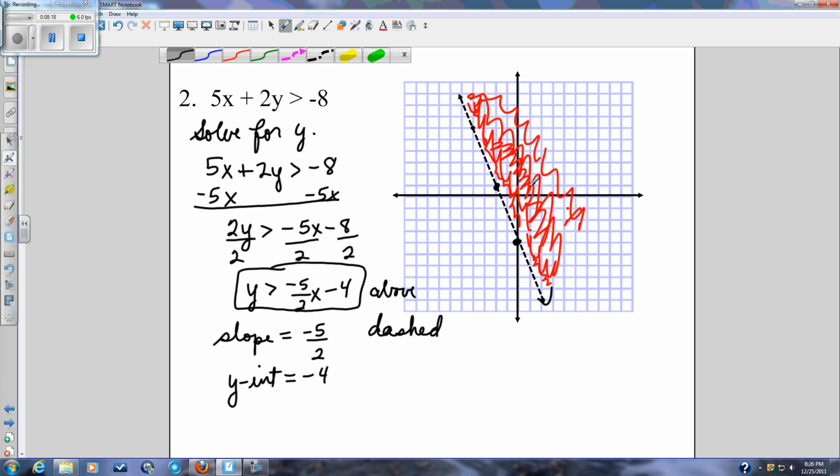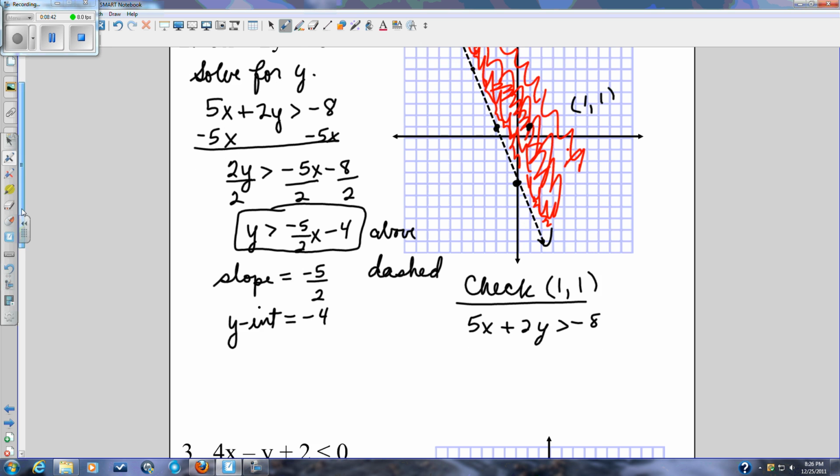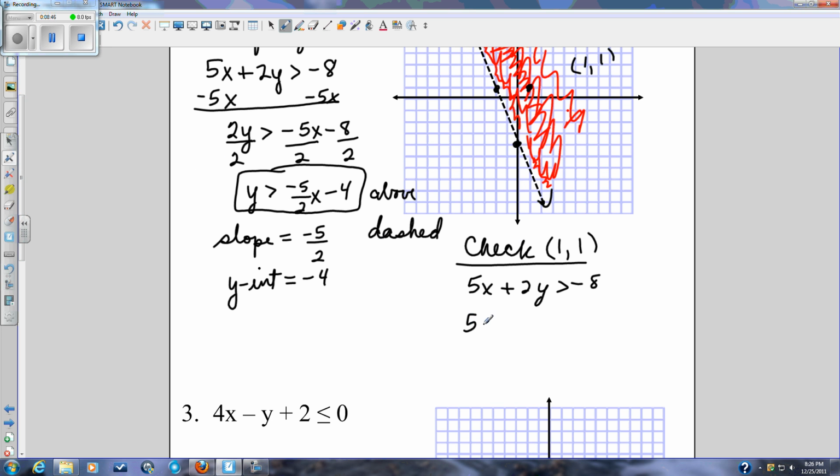Let's say I pick this particular point here. That looks to be the point 1, 1. And so let's just check 1, 1. We're going to plug those values in for 5x plus 2y is greater than negative 8. We'll put them in place of x and y. So we've got 5 times 1 plus 2 times 1. We want to know, is that greater than negative 8? Well, 5 times 1 is 5. 2 times 1 is 2. And 5 plus 2 is 7. So 7 is definitely greater than negative 8, so it does check.